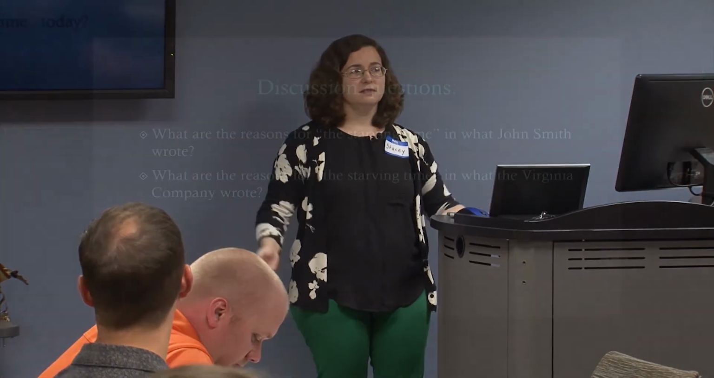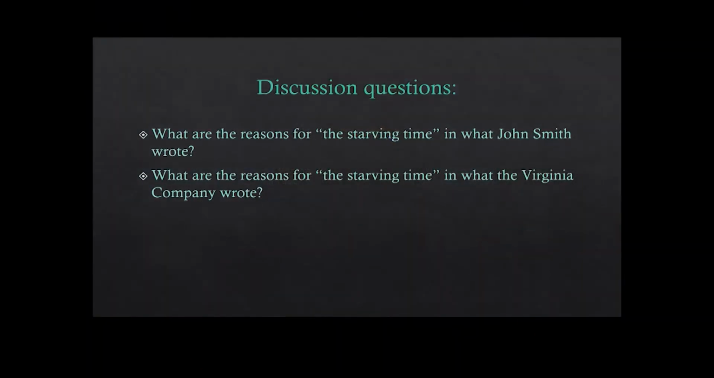They didn't work hard enough. God was against them. All right. And what were the reasons for the Starving Time in this passage from the Virginia Company? Okay. The storm lost the ship. The leader? Gone.